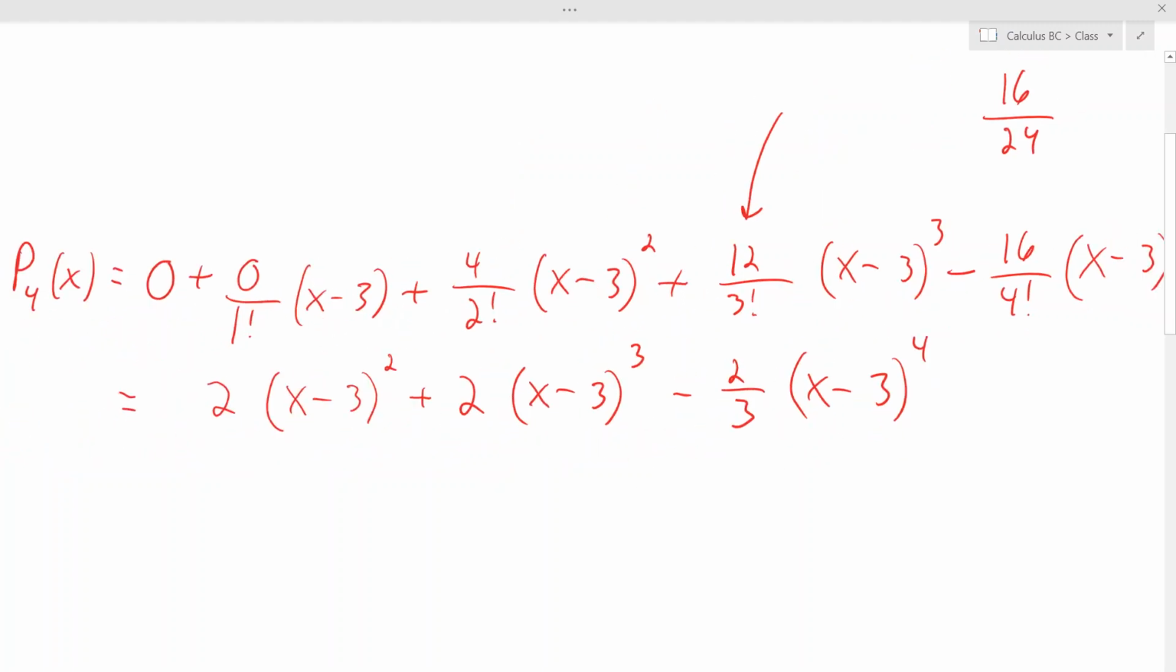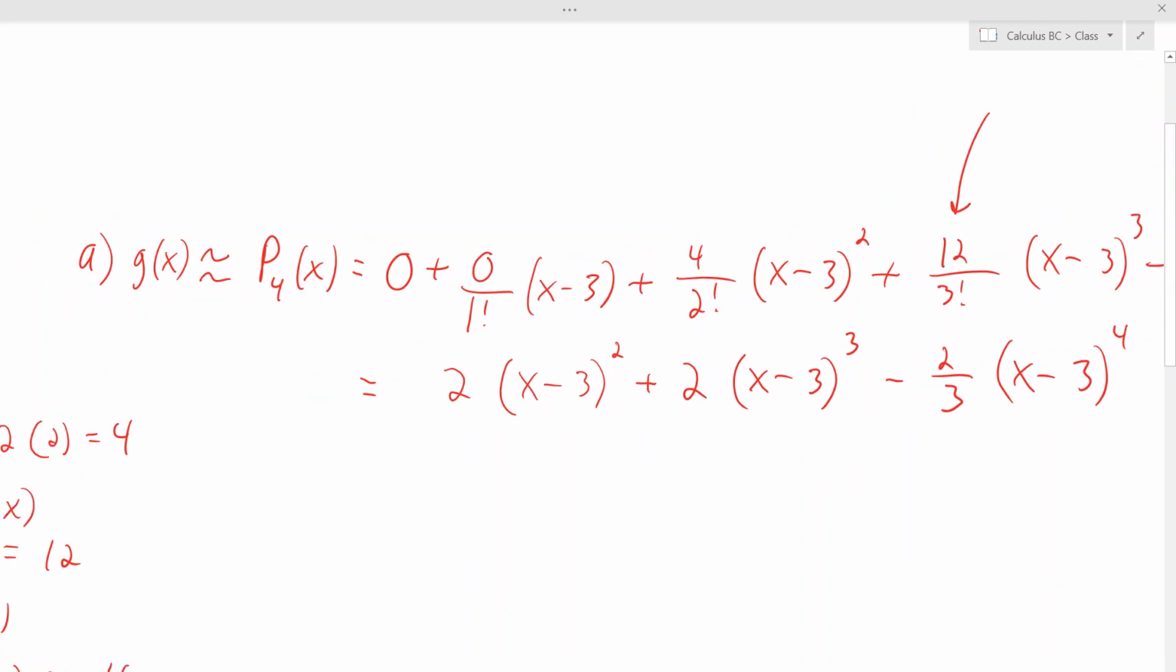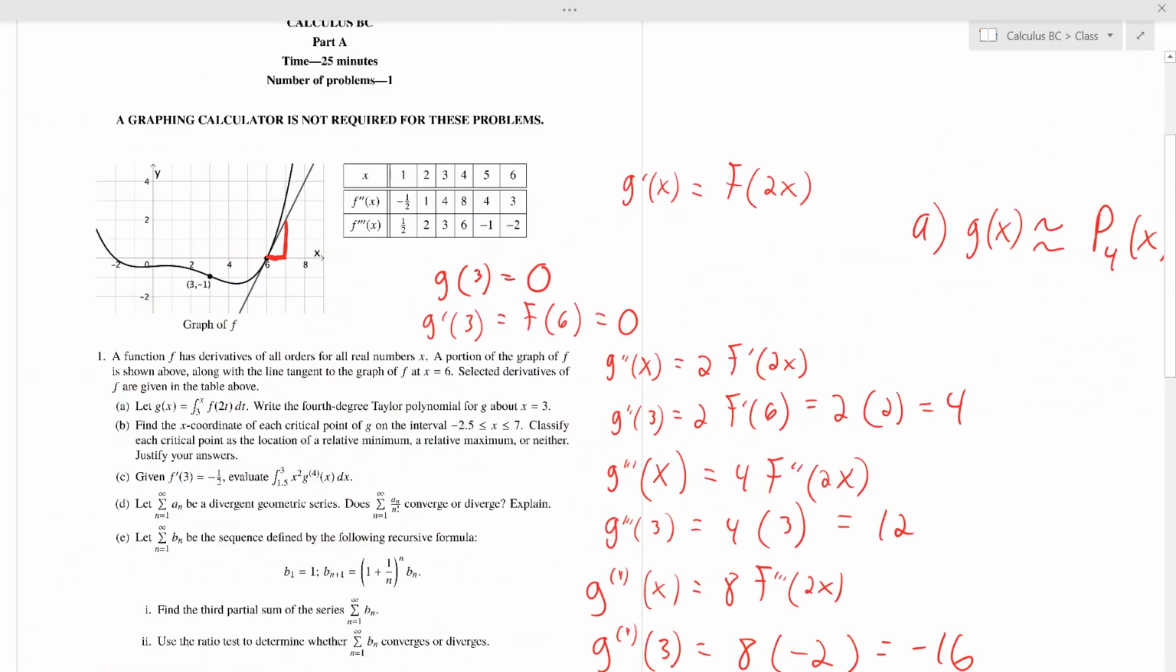So that's our 4th degree polynomial. It does not look geometric. But that's that. That's all it asks us to do, right? That's it. Okay. So B. So I'm going to erase all these derivative things we did here.